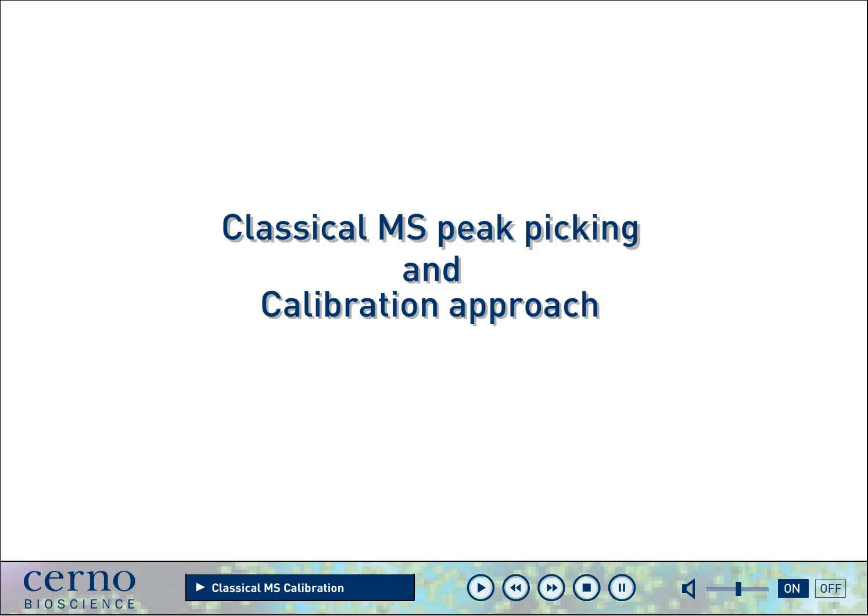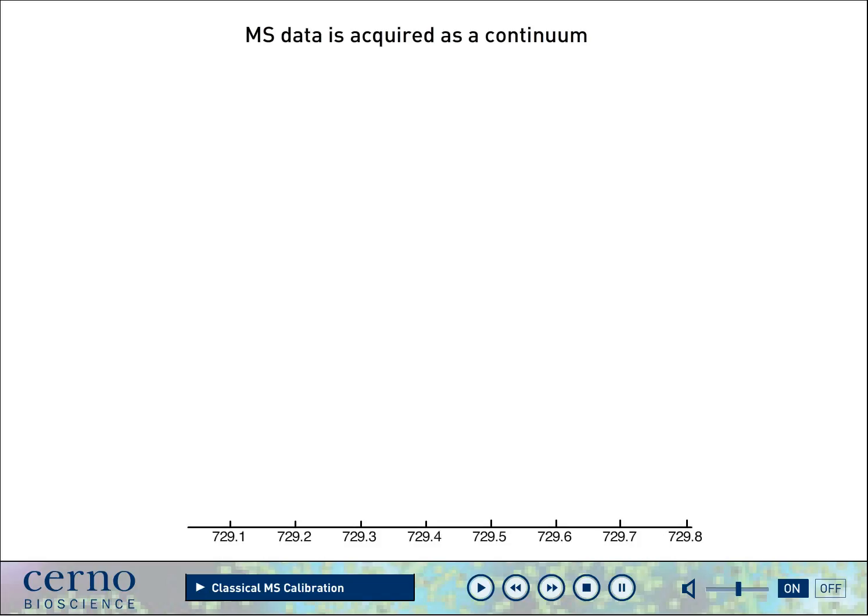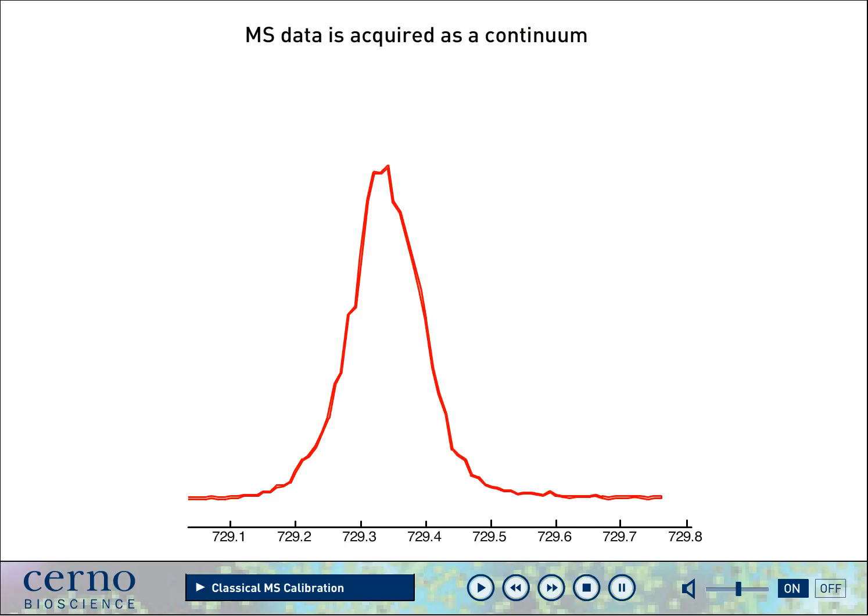In order to understand the Cerno calibration approach, let's first examine the current classical approach to mass spec calibration. First, it is very important to understand that mass spec data is not acquired as centroid data, the stick-like representations of a mass spectrum. Mass spec data is acquired as a continuum and then processed by the mass spec data station or firmware to locate the peaks and present the results in centroid form.